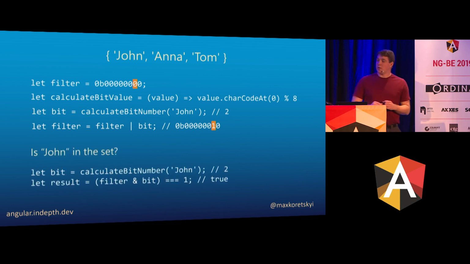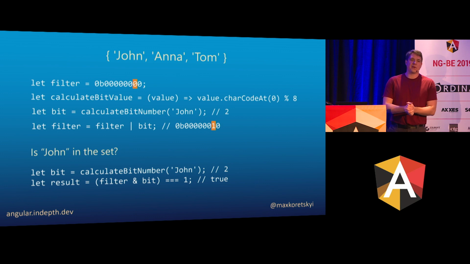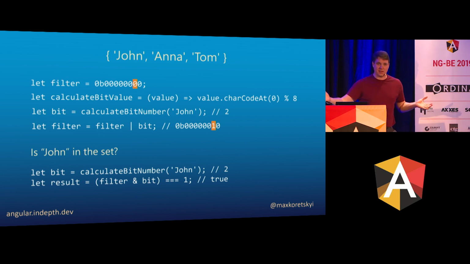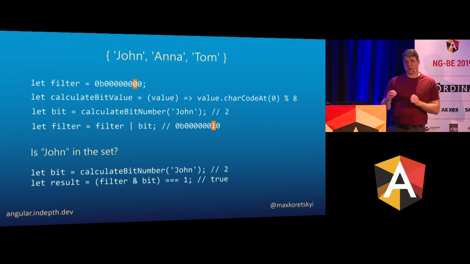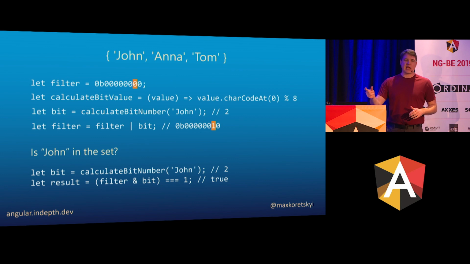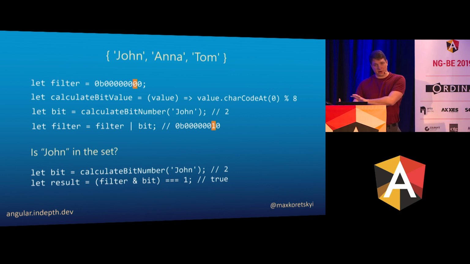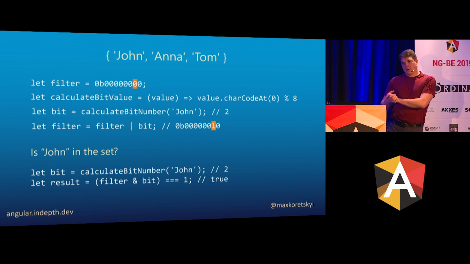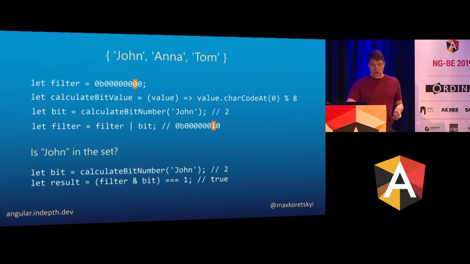And now when we need to compare it, or figure out if John is in the set or not, we run John through the same mechanism. We get the same number because all hashing functions should be guaranteed to produce the same result for the same input parameter. And it gives you number 2, so you just check if there is anything at number 2, right?